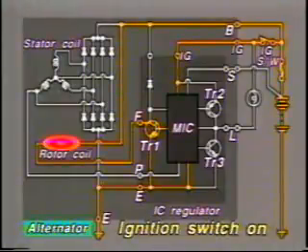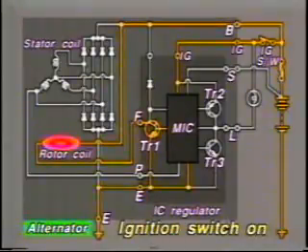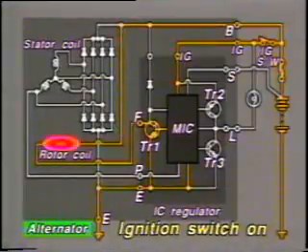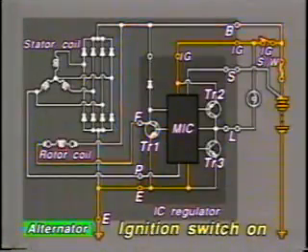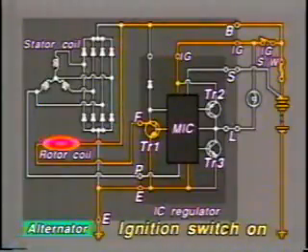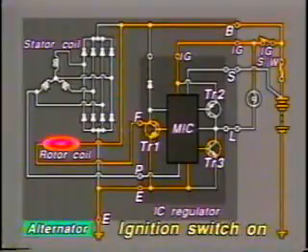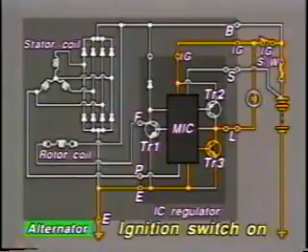magnetized. At this moment, to control the discharging of the battery, the MIC keeps the current to the rotor coil below 0.2 ampere by repeatedly switching transistor TR1 on and off. Current is not produced yet, so there is no voltage at the terminal P. The MIC senses this and turns transistor TR2 off and transistor TR3 on. The charge warning light, therefore, goes on.